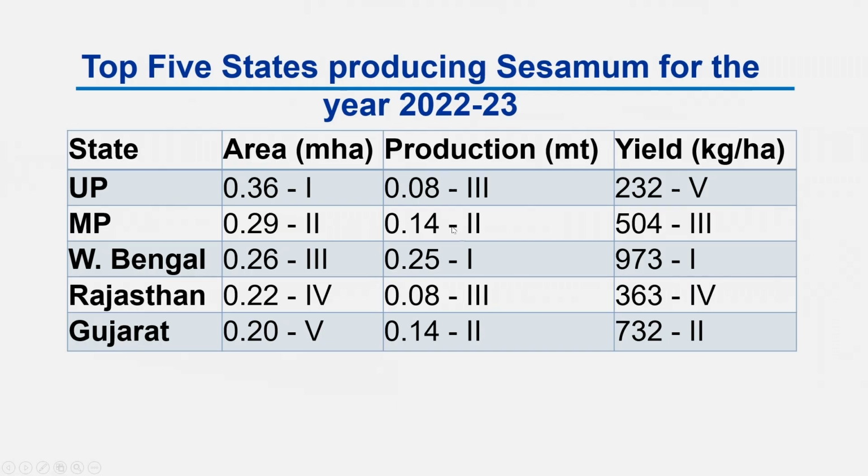So now you can see that production is highest in West Bengal, followed by Madhya Pradesh, and third rank goes to Rajasthan, 0.08 million tons production. And you can see the yield is highest in West Bengal, as already told to you, and Gujarat is number 2 in productivity, which is 732 kilograms per hectare, and MP occupies third place, having 504 kilograms per hectare productivity of sesame.